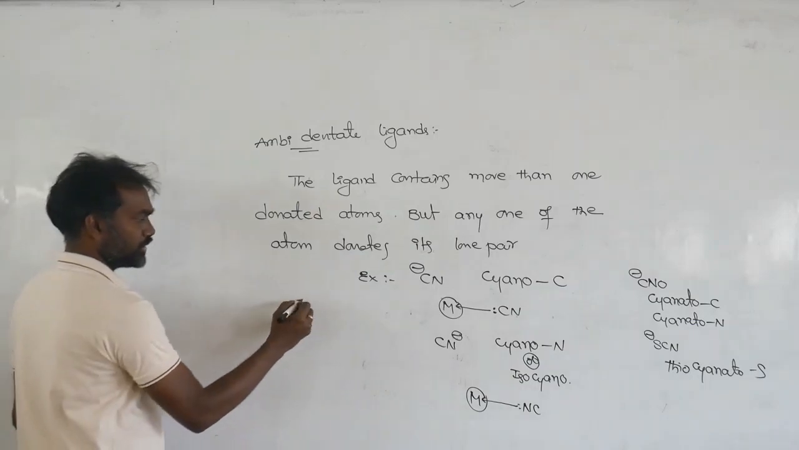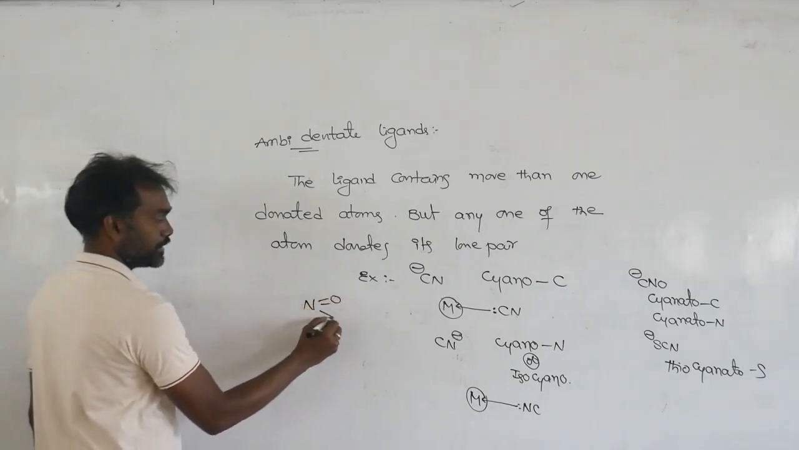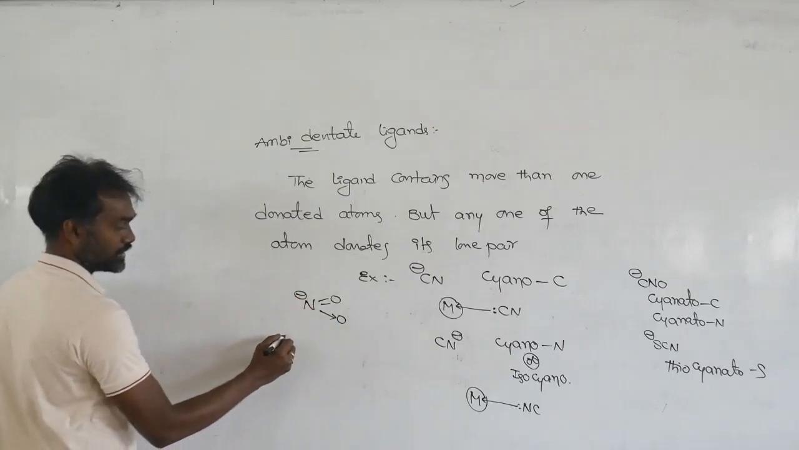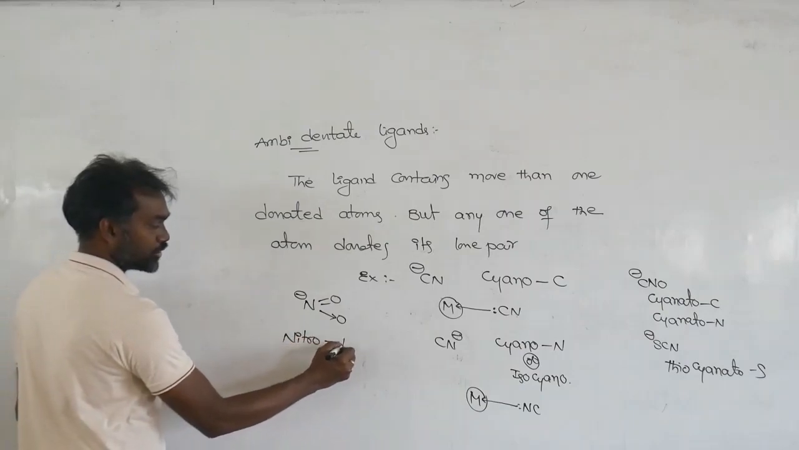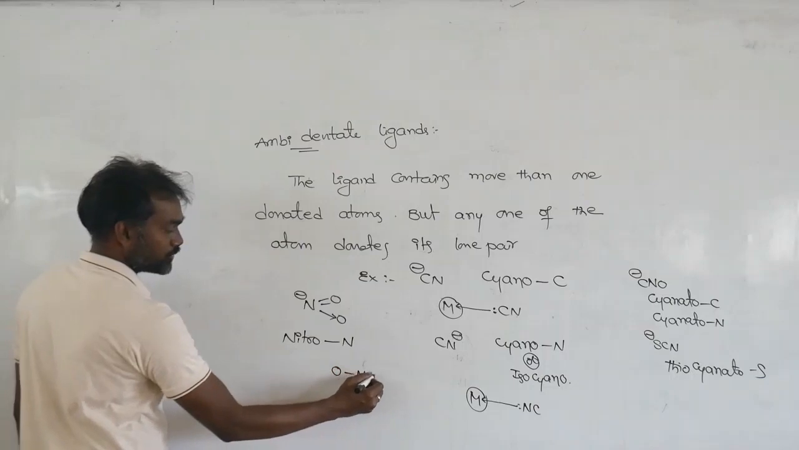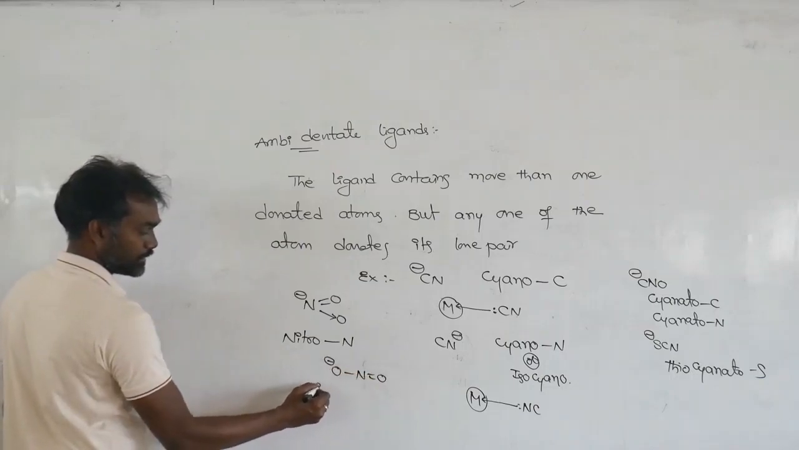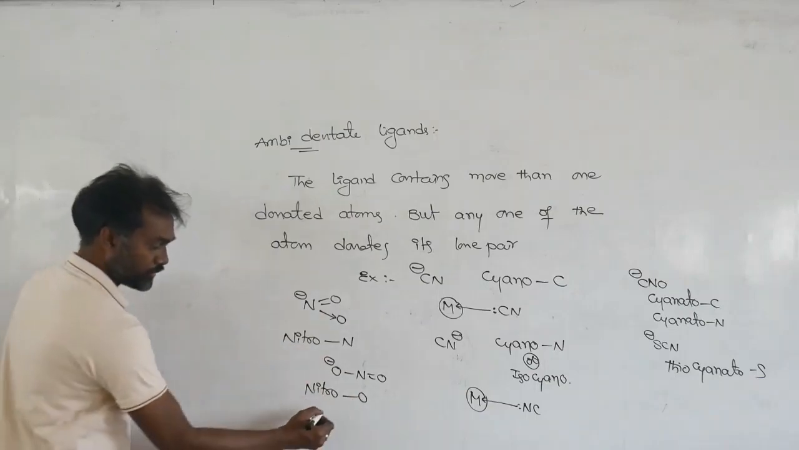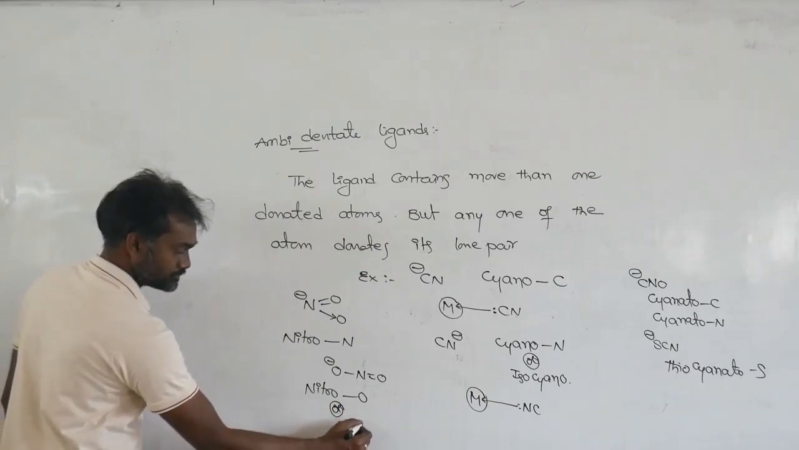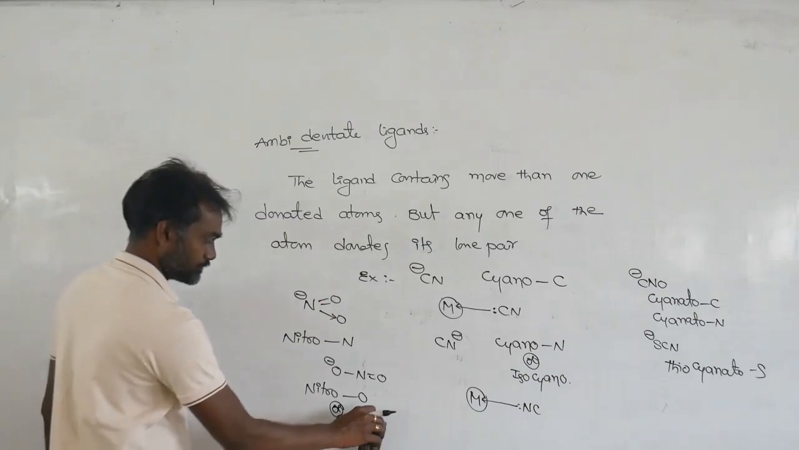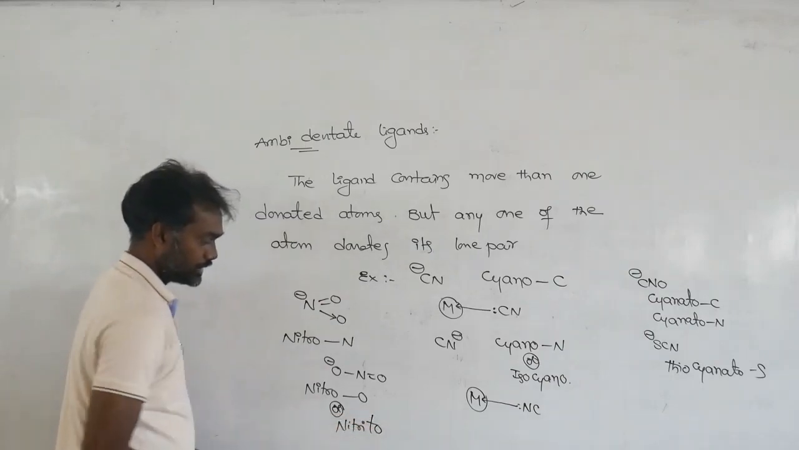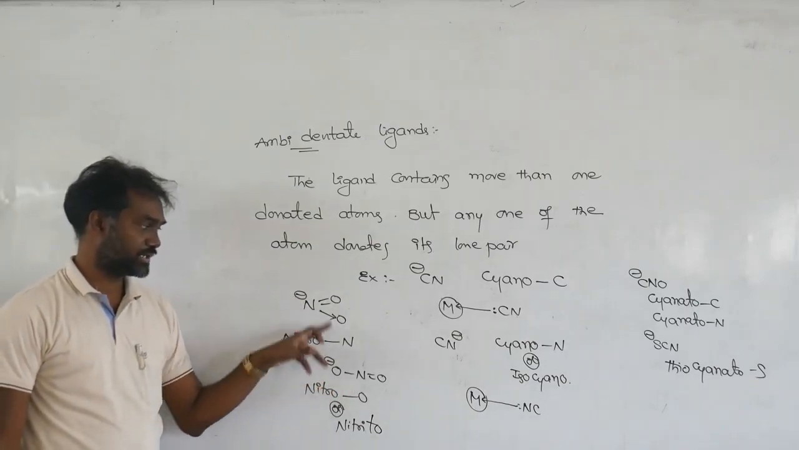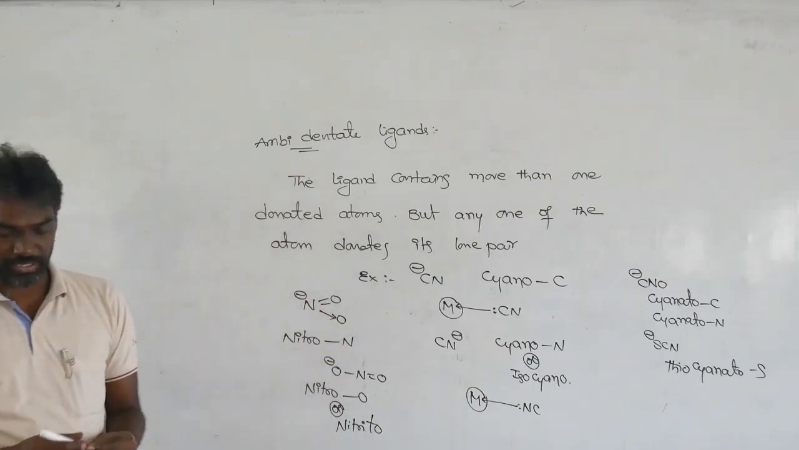Another example, you take NO2. In the NO2 group, nitrogen can donate, so you call it nitro-N, otherwise ONO, nitro-O, otherwise nitrito. Nitrogen also donates, otherwise oxygen also donates. This combination, you call an ambidentate ligand.